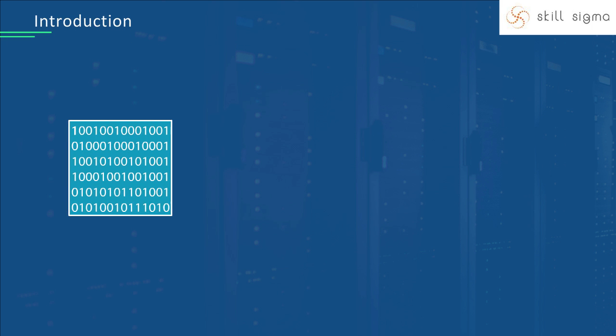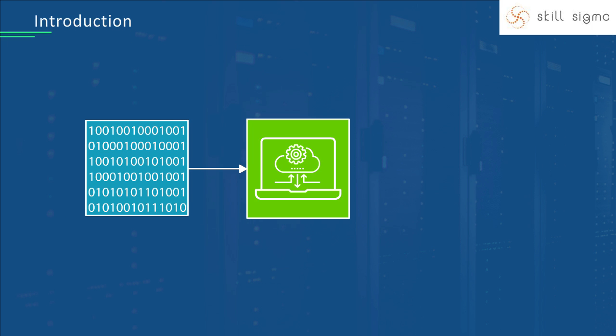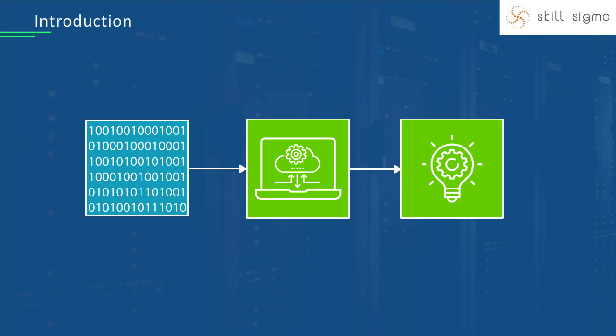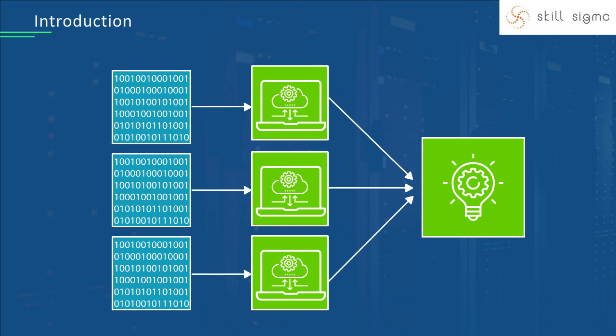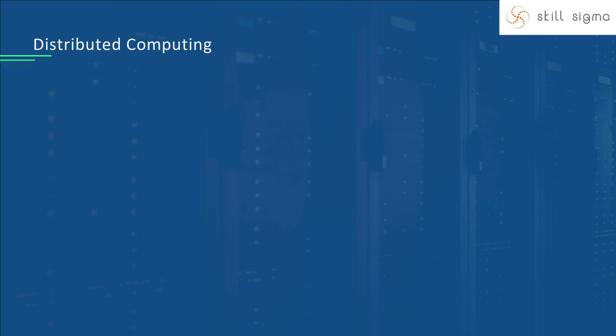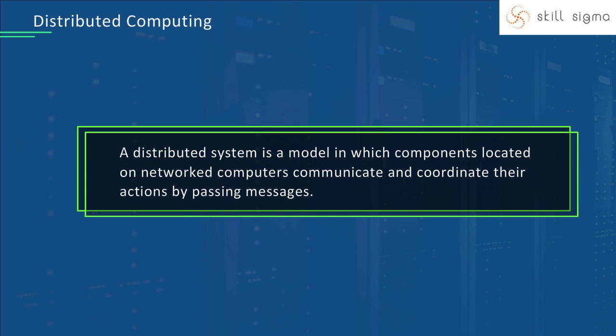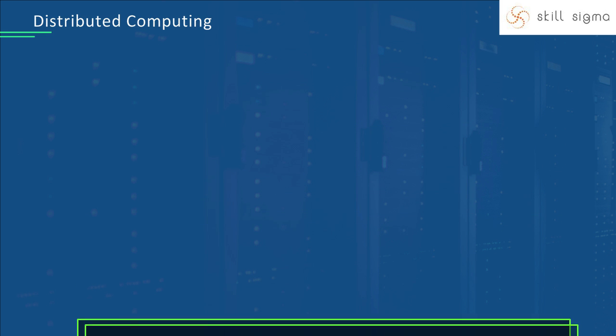Traditionally, the analysis of large data was done using a computer algorithm designed to produce a correct solution for any given instance. As the data started to grow, a series of computers were employed to do the analysis. A distributed system is a model in which components located on networked computers communicate and coordinate their actions by passing messages. Distributed computing is also defined as distributed systems processing of very large datasets on commodity machines forming a cluster.